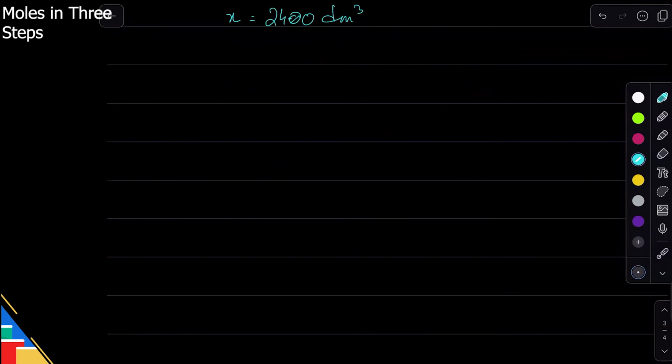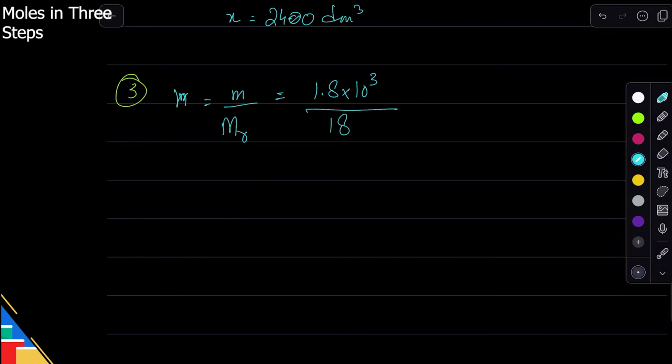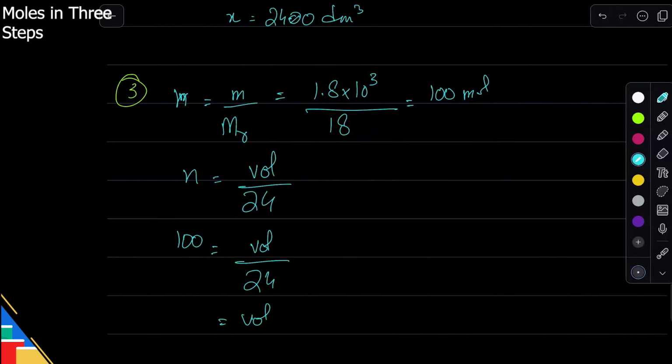What if I want to use formulas? So I can be like, okay, what is the number of moles? Moles is, usually we write it as n, mass over MR. So mass is going to be 1.8 kgs, which is 1 divided into 10 power 3, divided by 18, that is 100 moles. And then I know moles is volume over 24. So moles is 100, volume is unknown, 24. Volume comes out to be 2400 dm cube.